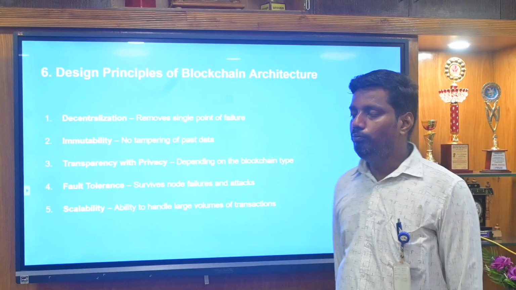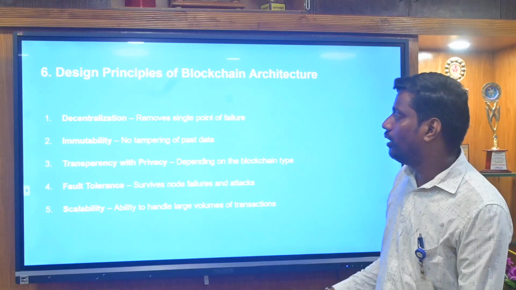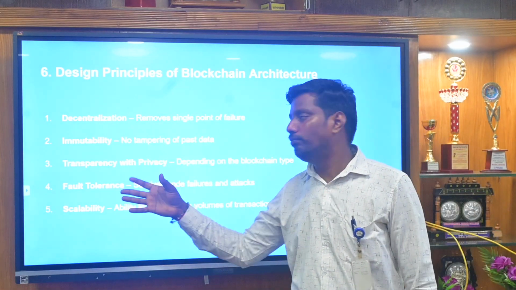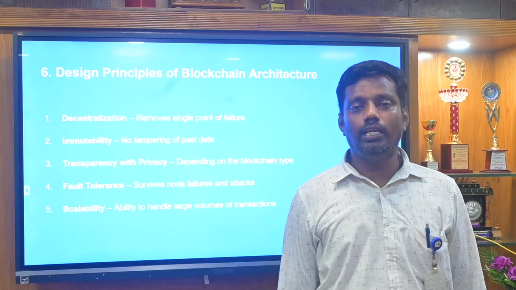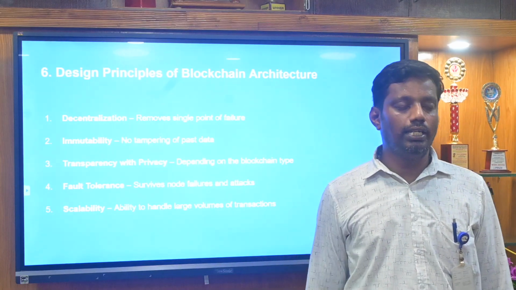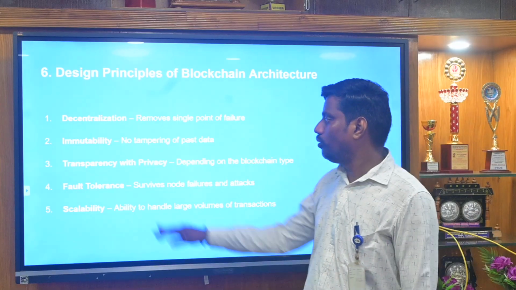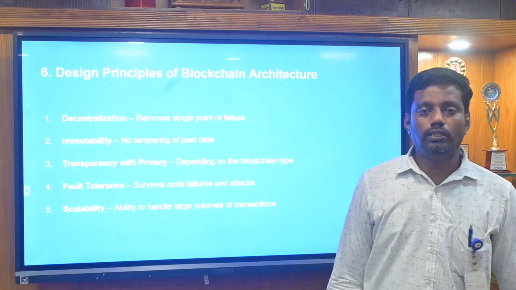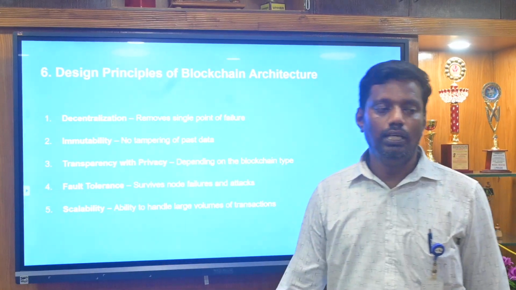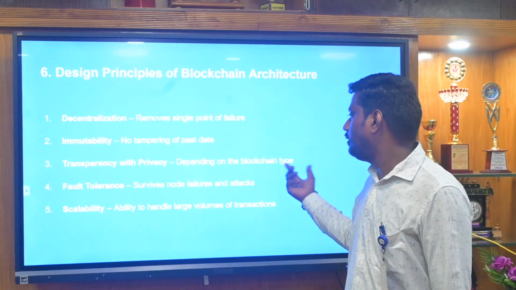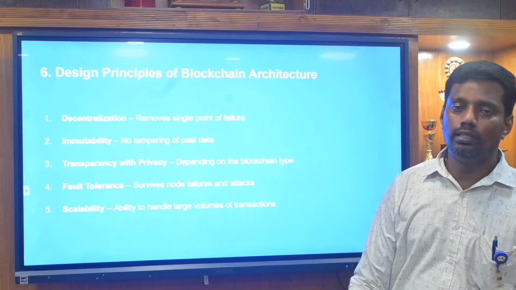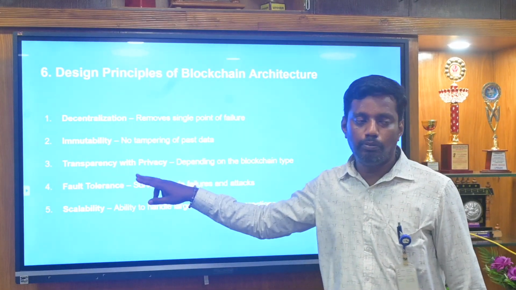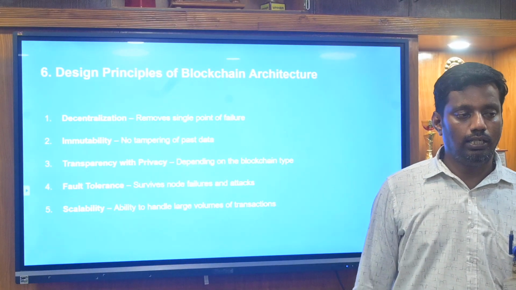And the next one is immutability, which means at any cost you cannot change or tamper with your past data. Once it has been added, at any cost you cannot make any changes. Changes will not be allowed in the blockchain network. That is what we call immutability. Then the third one is transparency with privacy. This depends on the blockchain type. Based on the publicness as well as the privateness, it varies, depending upon the privacy as well as the transparency.